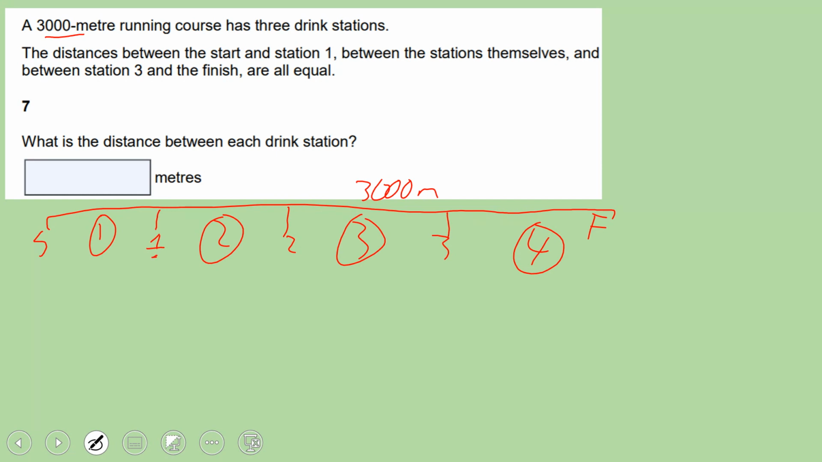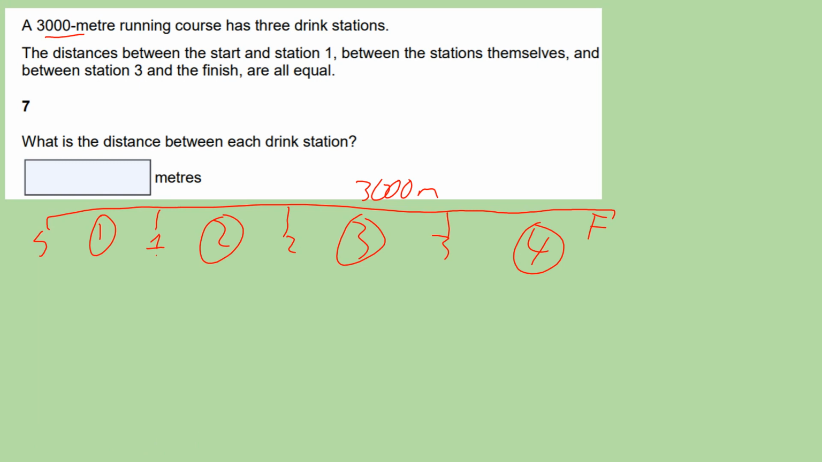From the start to the first drink station is section 1. From the first to second, section 2. Second to third, section 3. And from the third station to the finish line is the 4th section.